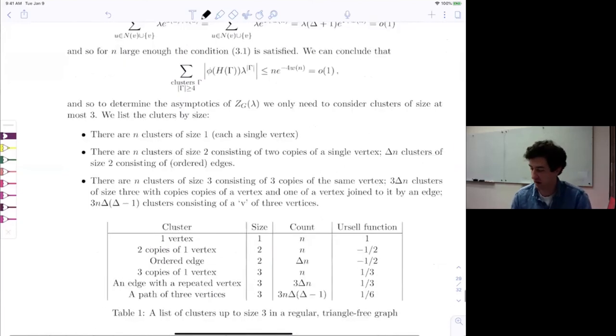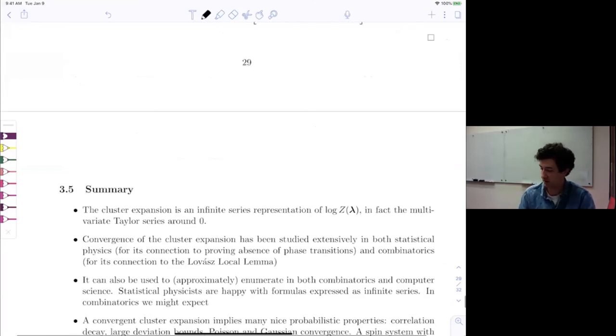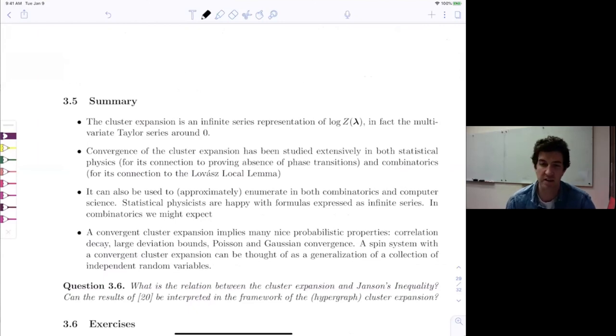Okay, but to conclude, and we'll go over this stuff next time as well. The cluster expansion is this infinite series representation for log Z. And statistical physics is used to prove absence of phase transition. And it's been used in combinatorics in relation to the Lovász local lemma, but we can also use it to enumerate, because it is an infinite series representation of log Z, we can truncate it. And while a statistical physicist is perfectly happy with an infinite series representation of some quantity, in combinatorics we usually want to actually get an explicit formula, but sometimes maybe you need two or three terms for your explicit formula. And the cluster expansion we'll see is a way to see what those terms are.